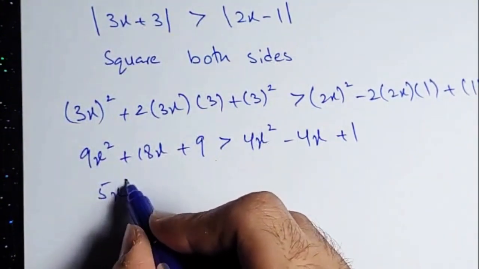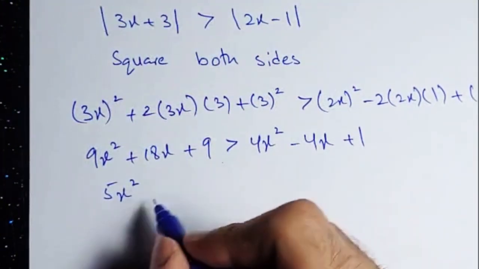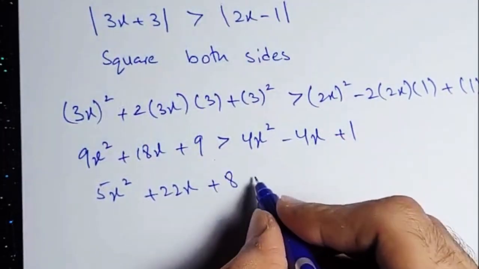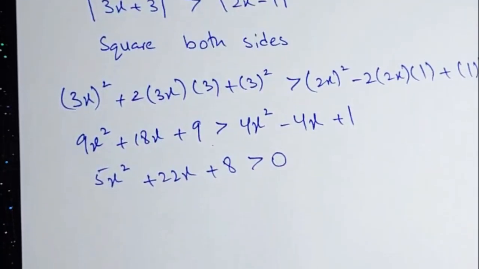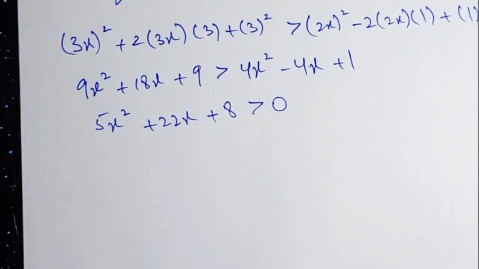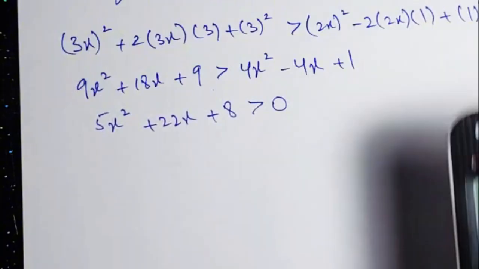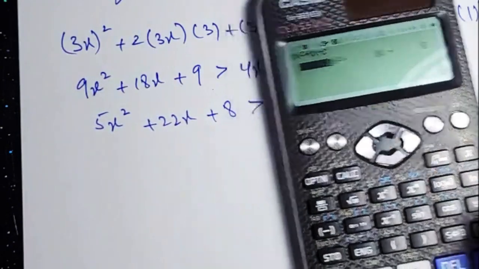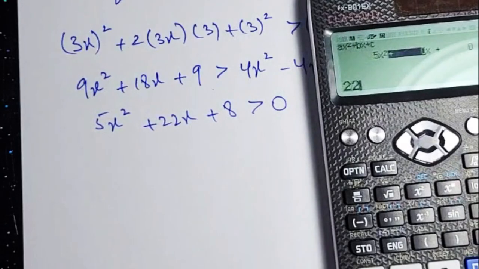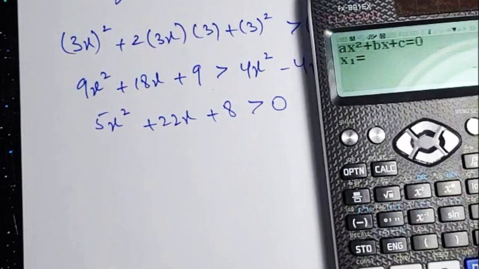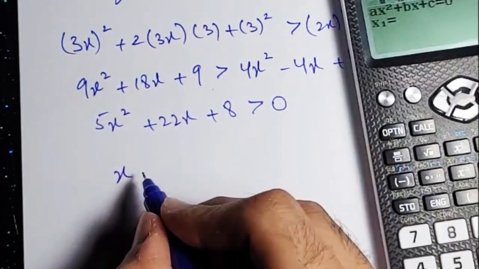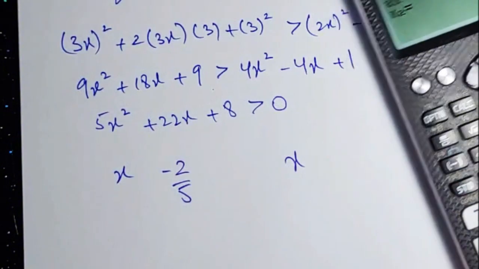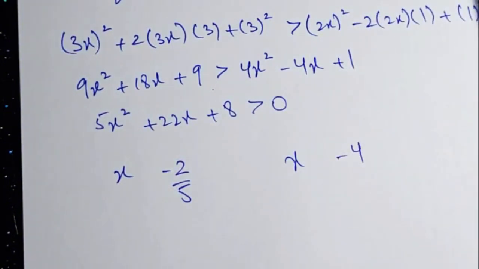Now take the x squared terms to that side. So 5x² + 18x + 4x, 22x, + 8 is greater than 0. Now I will be using the calculator. So I'm getting x as negative 2 upon 5 and x as negative 4.